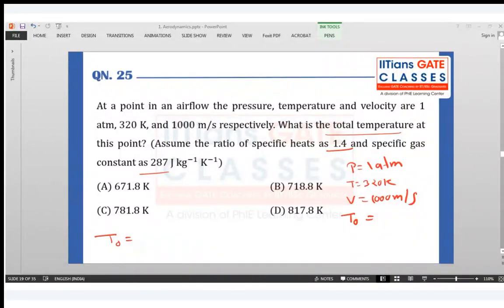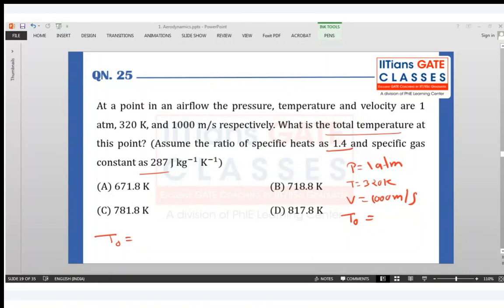Sir, if we consider compressible flow, the formula will be T naught, the total pressure divided by static pressure, equal to 1 plus gamma minus 1 by 2 into Mach number square. Okay, see, you don't have total pressure here. All you have is the static pressure. So you have to come up with some other formula. Any other formula which connects the given parameters we have?